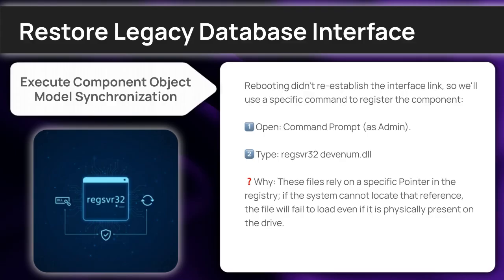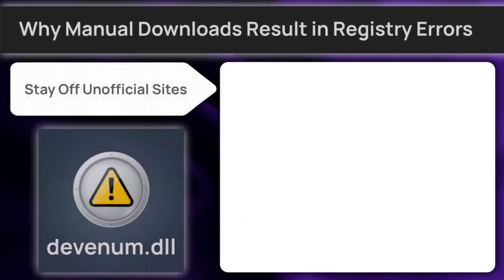Why are we doing this? Well, these files rely on a specific pointer in the registry. If the system cannot locate that reference, the file will fail to load even if it is physically present on the drive. Before you wrap up the repair, let's ensure you're following the safest path for your system.